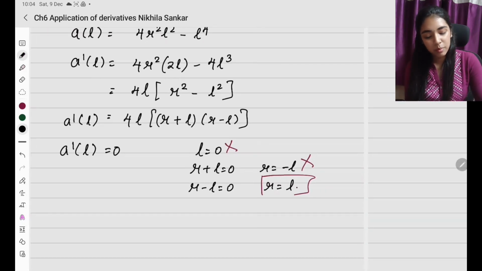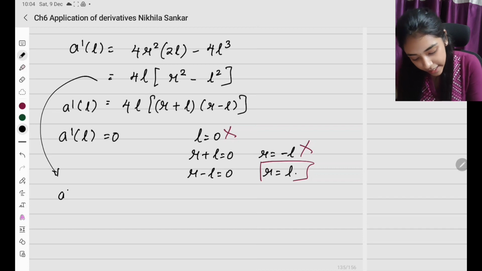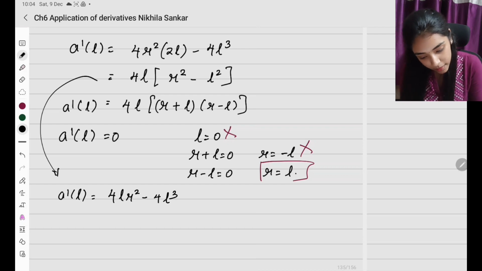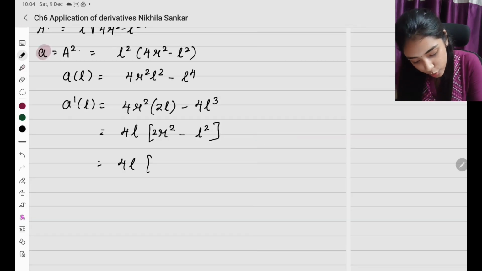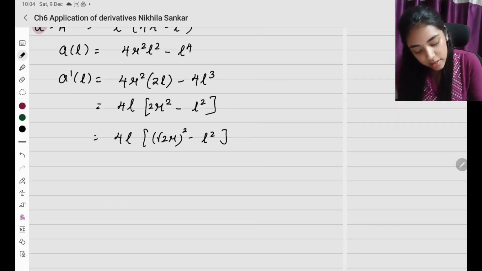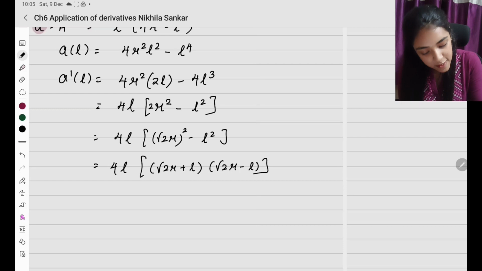Now to find whether it is a maximum or minimum, we use the second derivative. Okay, so what do I have from here? A dash of L is going to be 4L r square minus 4L cube. I have a 2 here. Okay, please write the 2. So this is going to be 4L times root 2r the whole square minus L square. So this is of the form 4L times a square minus b square, which is a plus b into a minus b.